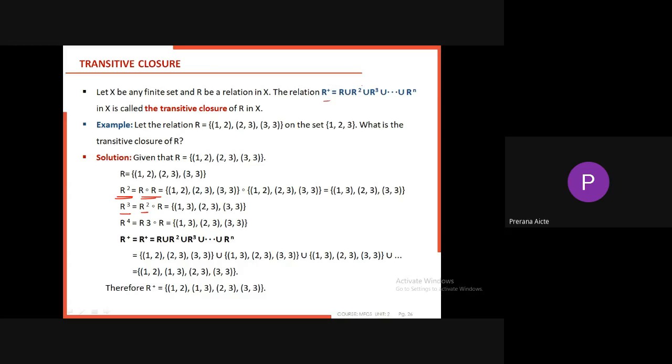We combine all those compositions of the particular relations, and that is called the transitive closure of the given relation. Now, up to how many steps do you have to do this? Up to Rn equal to Rn minus 1. That means R3, R4, R5, like that we can do. Whenever Rn is equal to Rn minus 1, we stop the process and combine all the ordered pairs. That result is called the transitive closure for the given relation.